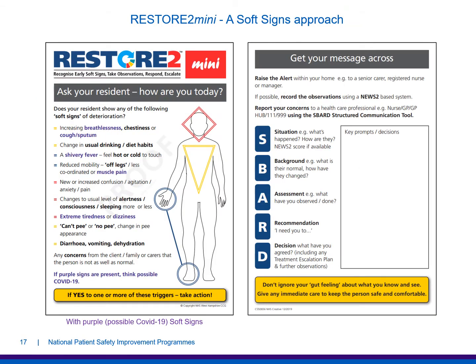Restore2mini, however, takes a simpler approach based on soft signs. This is what Restore2mini looks like. It's 2 sides of A5, although there is an A4 version available. It looks at soft signs on the one side of the card, and it looks at the SBARD communication process on the other side of the card.